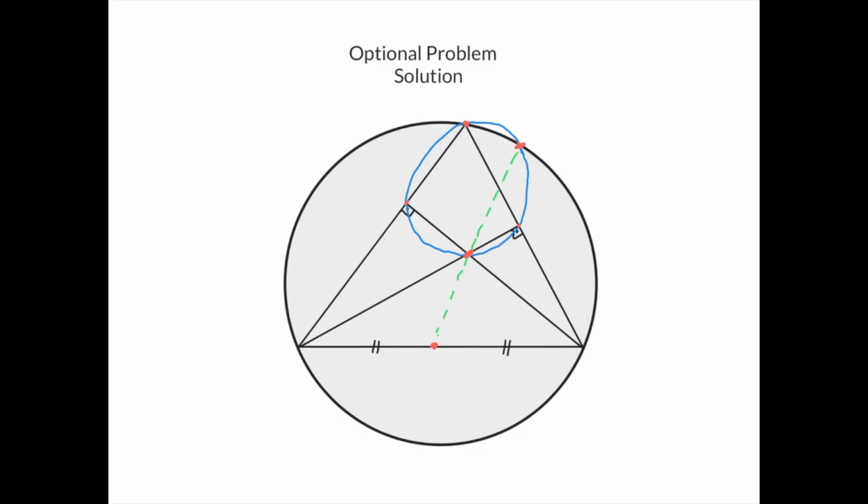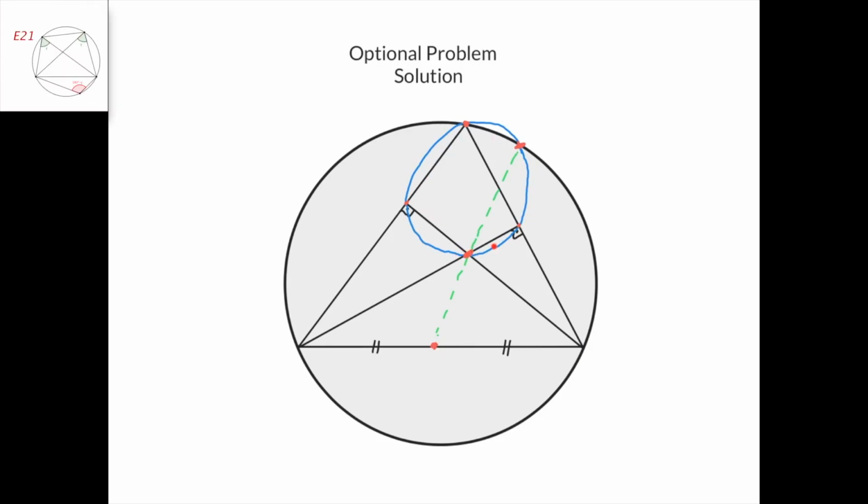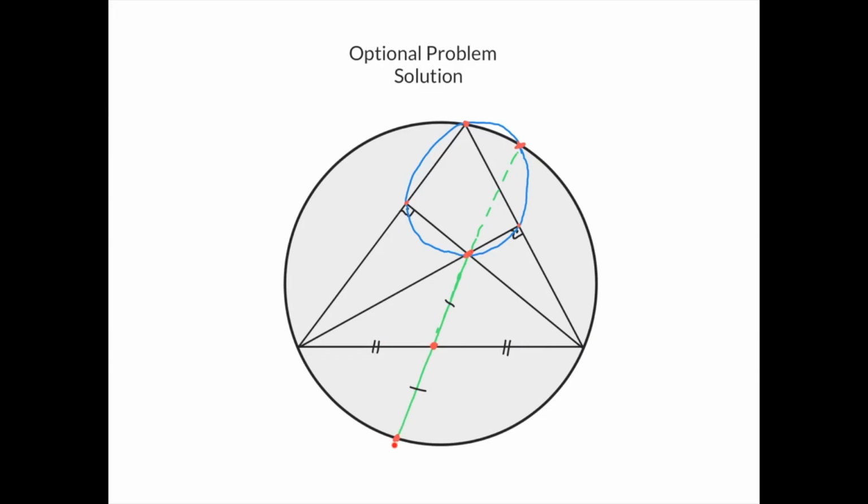First thing to notice is that this point here, the orthocenter, actually lies on the circumcircle of this triangle, because this quadrilateral here is cyclic. After all, we have that this angle is 90 and this angle is 90, so their sum is 180. Now I'm going to reflect the orthocenter with respect to this midpoint, and as we know, the reflection lies on the circumcircle of the triangle.